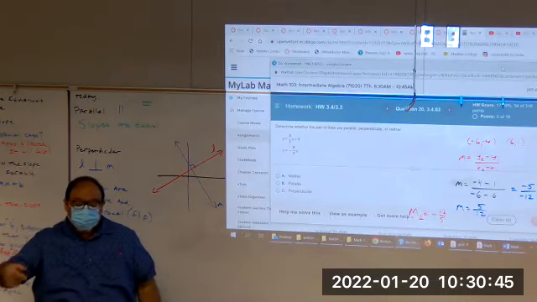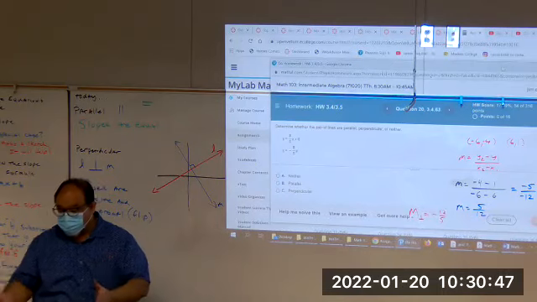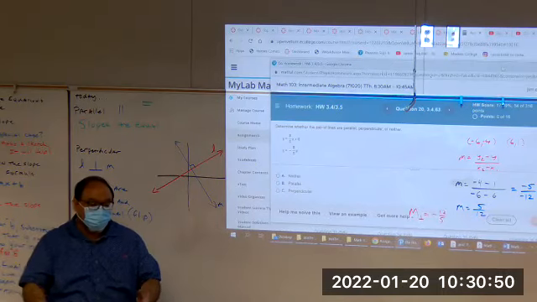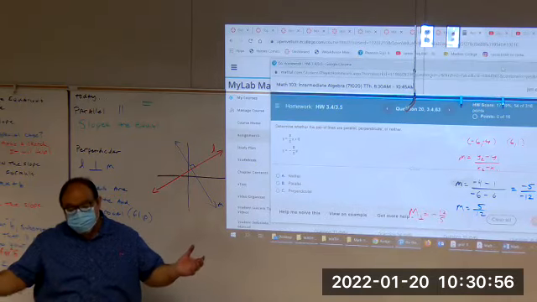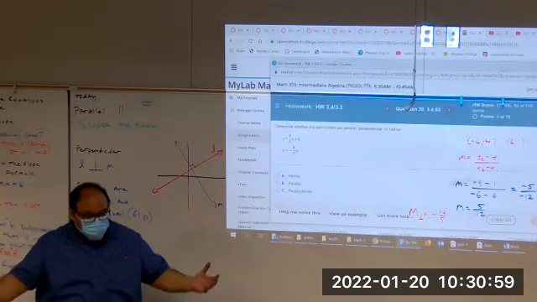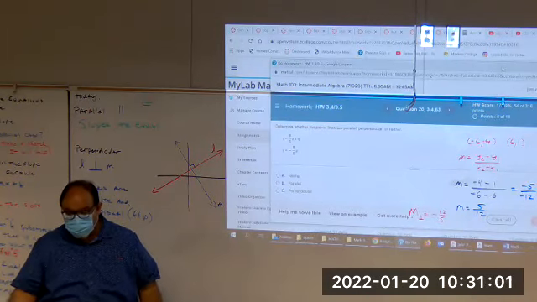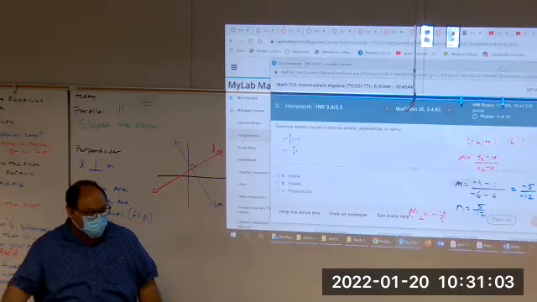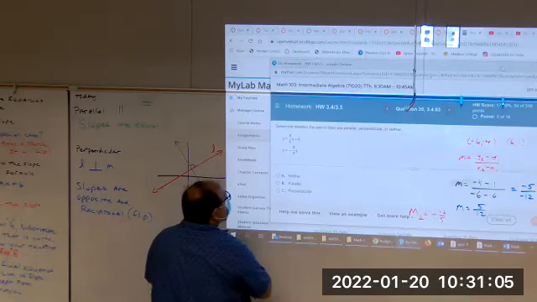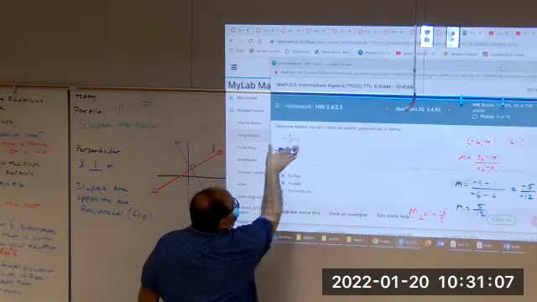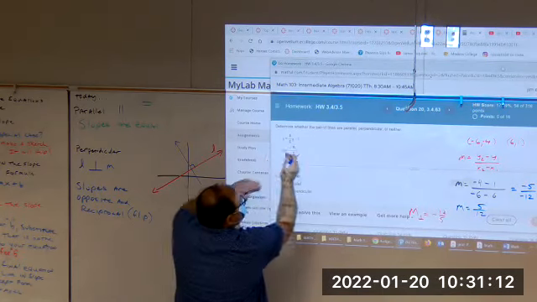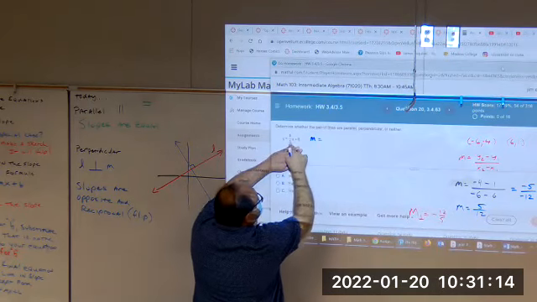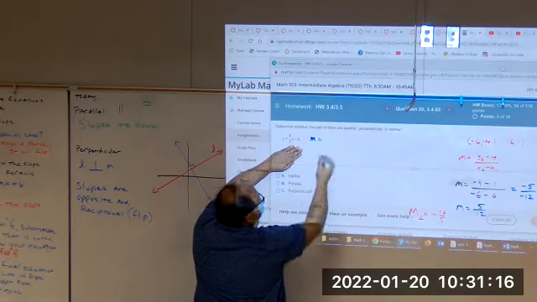You can tell that they're parallel if the slopes are equal. You can tell that they're perpendicular if the slopes are opposite and reciprocal. So as I said last week, the key to everything is slope. It's all about the slope. So here, y is by itself. y equals 8/5x plus 6. So what's the slope of this first line? Just 8/5.